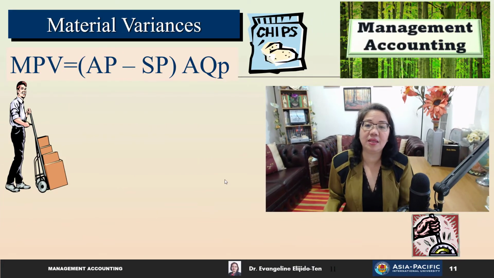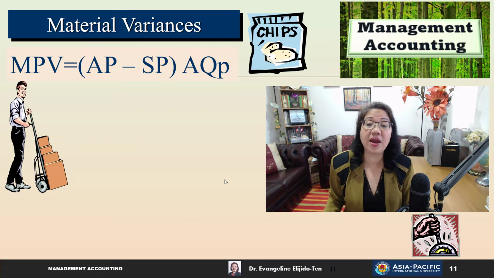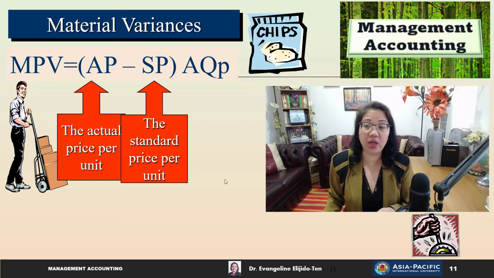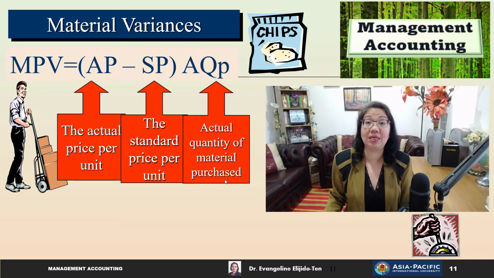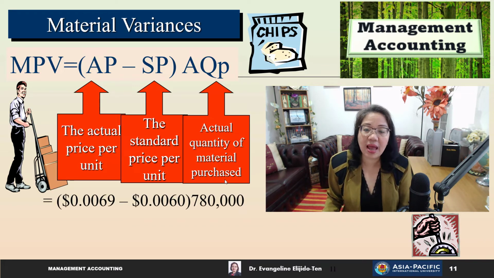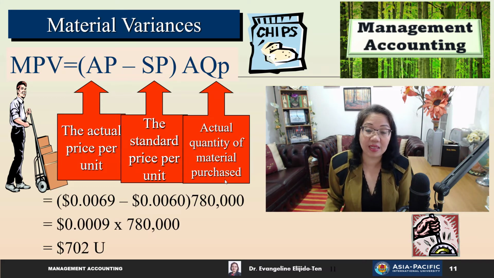Now, the formula method is another way of calculating the variances. So we have two material variances, the material price and the material usage variance. To calculate the material price variance, it's simply actual price per unit minus the standard price per unit, multiplied by the actual quantity of material purchased. So that's why it's AQP, actual quantity purchased. Our actual price, you will recall, is 0.0069 per gram, and the standard price was 0.006. Our actual quantity purchased is 780,000 grams. So that would give us a price variance of $702, and that is unfavorable.